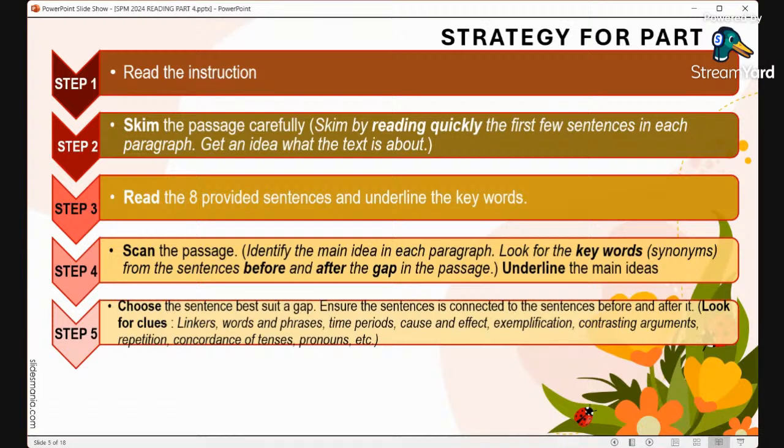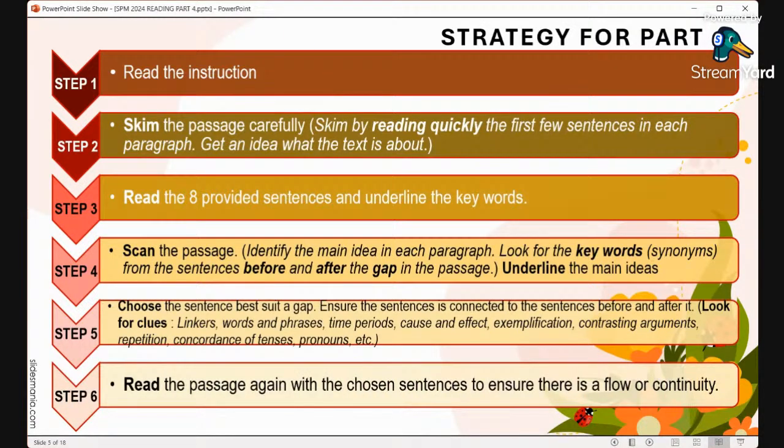Now this is where I say you have to look for the sentence before and after, because you need to make sure it's connected. So how do you do that? You need to look for clues. Linkers will be one. The words and phrases used is another one. If there is a time period given, is another clue. Cause and effect is another one. If there are examples given, contrasting arguments, all kinds of things, the pronouns, the tenses used, all would be clues. This part is where you really need to analyze your text. Okay, this part 4, right?